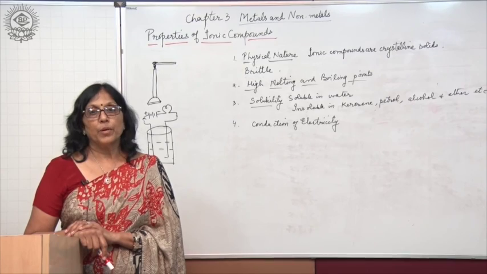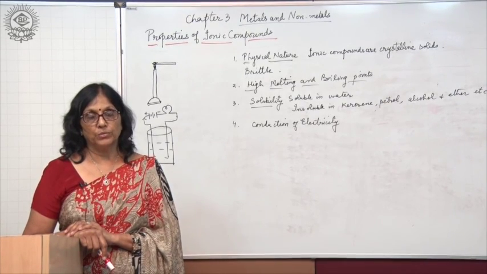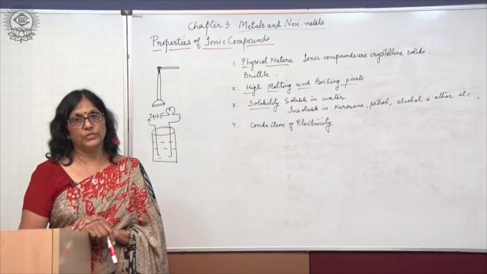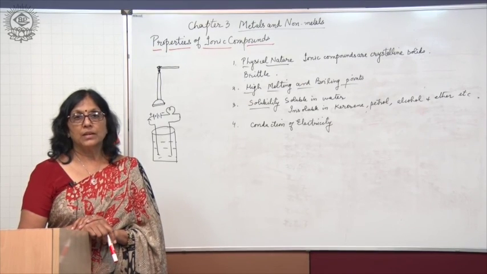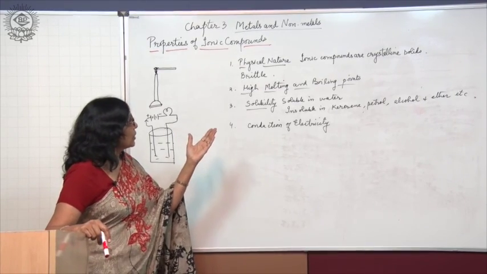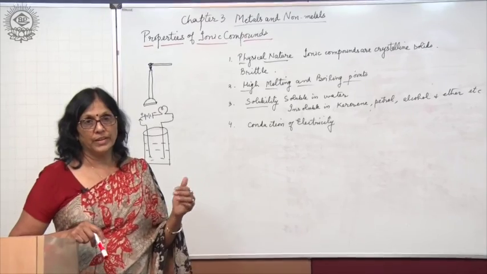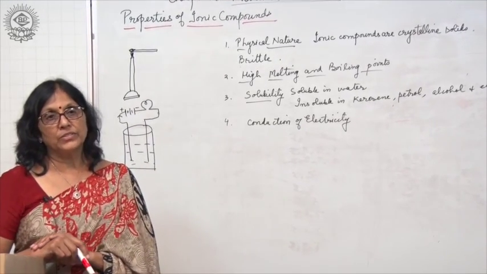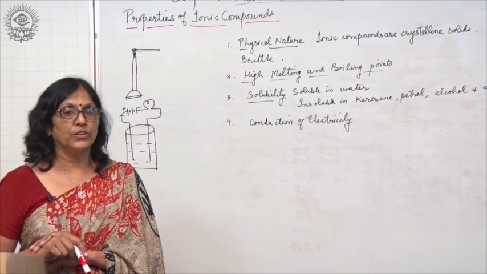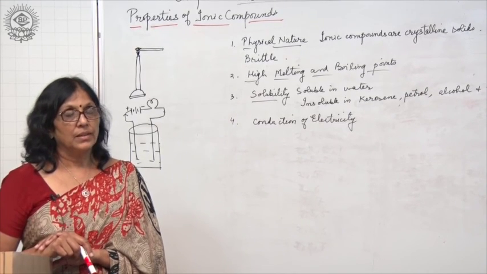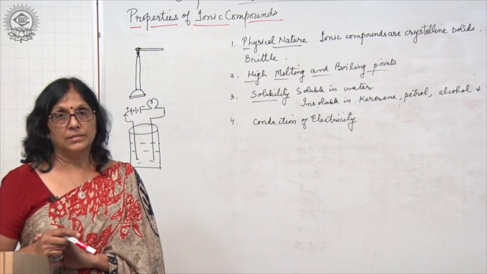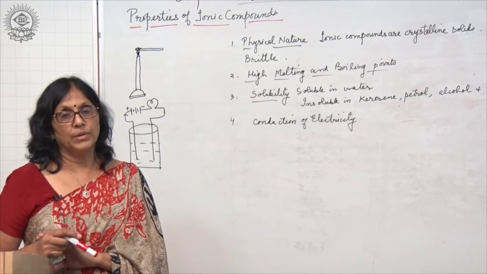Now, let us discuss the properties of ionic compounds. Ionic compounds are generally crystalline solids. Generally, ionic compounds are hard and solid, crystalline solids, because oppositely charged ions are packed together with strong electrostatic forces of attraction. That is why ionic compounds are solid and they are brittle, that is, they easily break on being hammered.